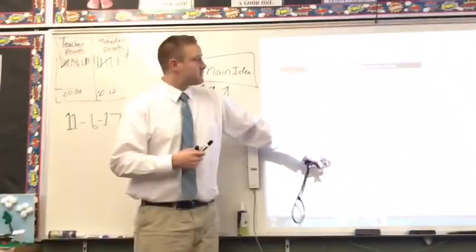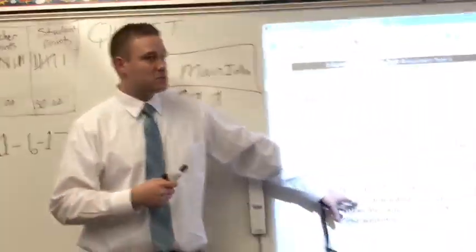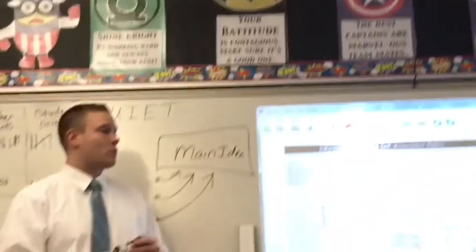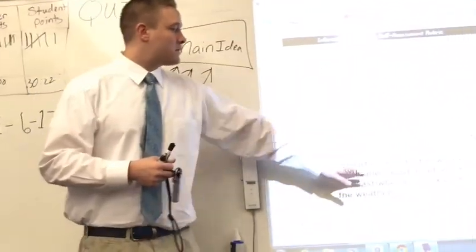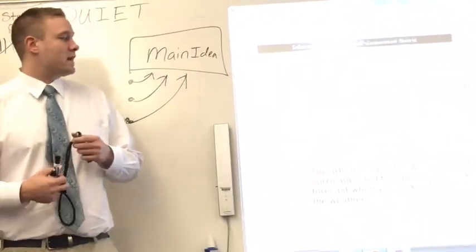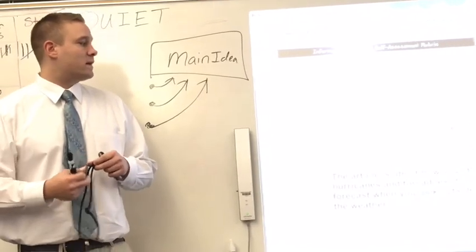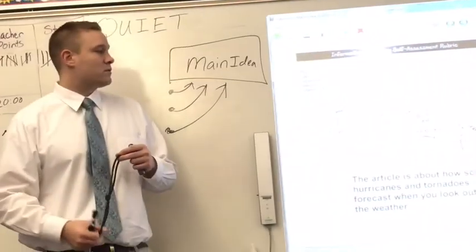So I'm going to go ahead and read this response, and then I'm going to give you a minute, and I want you to talk with your carpet buddy, and I want you to score them. The student wrote, the article is about how scientists predict hurricanes and tornadoes. You make a forecast when you look outside to check the weather.